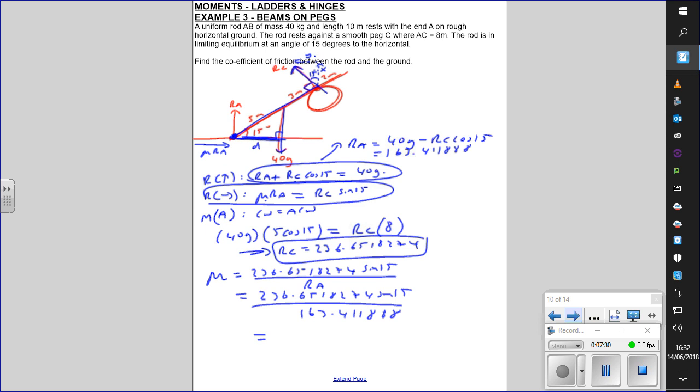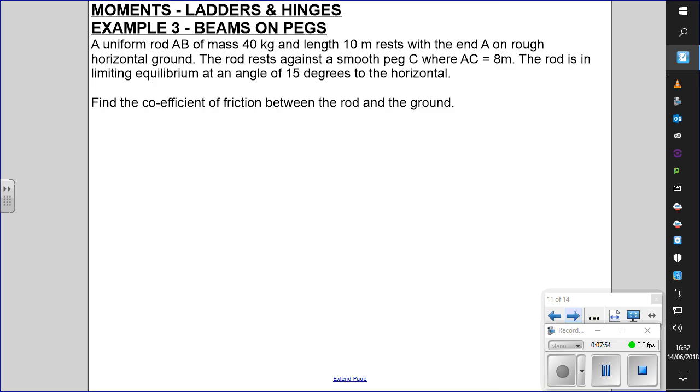So we've got 236.6518274 sine 15 divided by that answer, and we should get 0.375 to 3 SF. And that makes sense because we know that mu is normally between 0 and 1. If it's above 1, probably something's gone wrong, but it's not impossible.